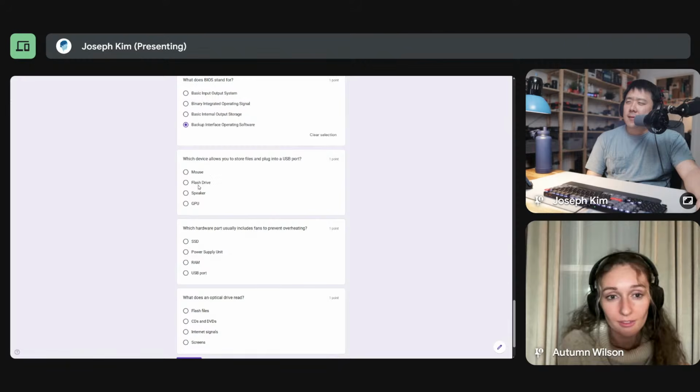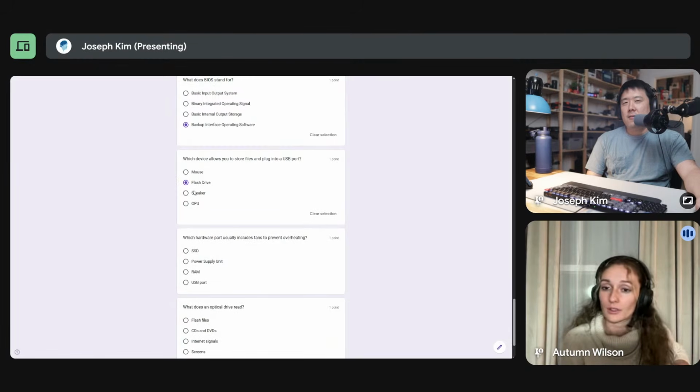Flash drive. Yep. I can't remember the thumb drive last time I used. I never use those. I never liked the term flash. That sounds like a temporary drive. I don't know.